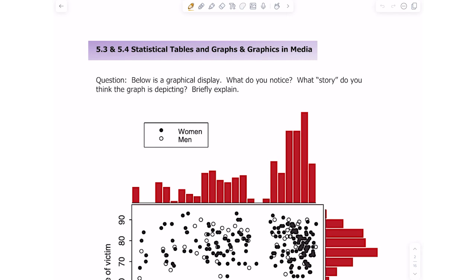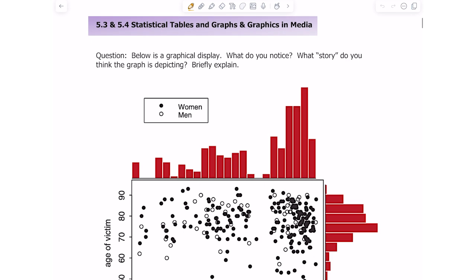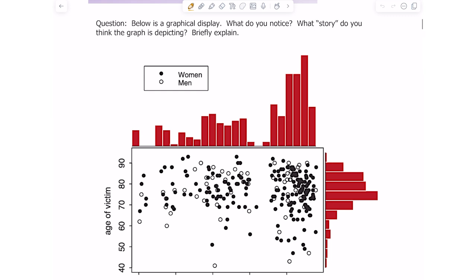We're going to look at statistical tables and graphs and also graphics in the media. Before we get started, I wanted you to take a look at this picture here, which actually are two different graphical displays, and take a few minutes to write down what you notice about it and what story you think the graph is depicting.